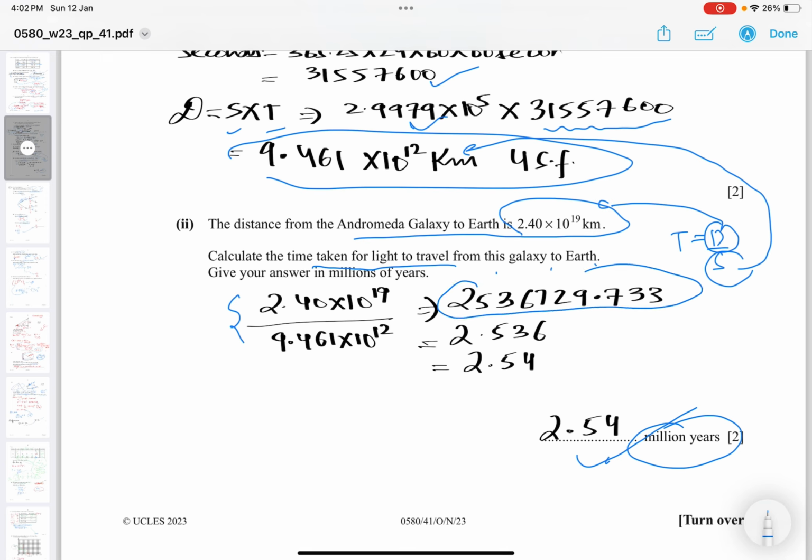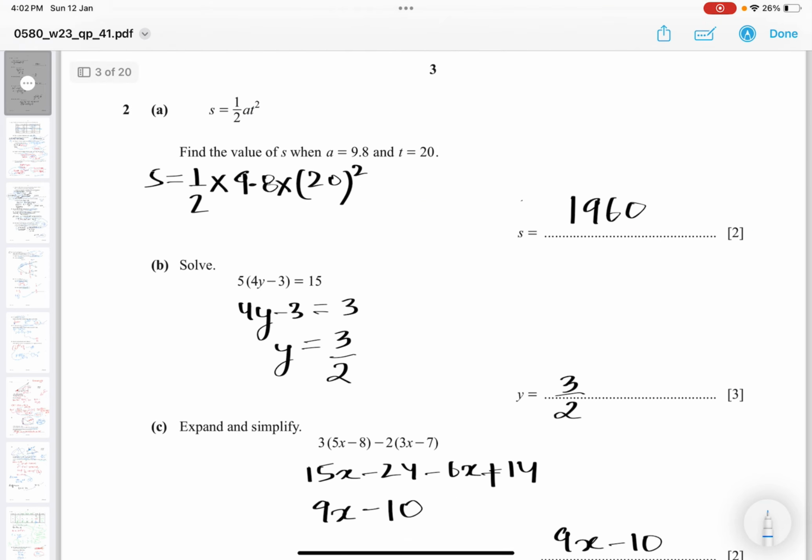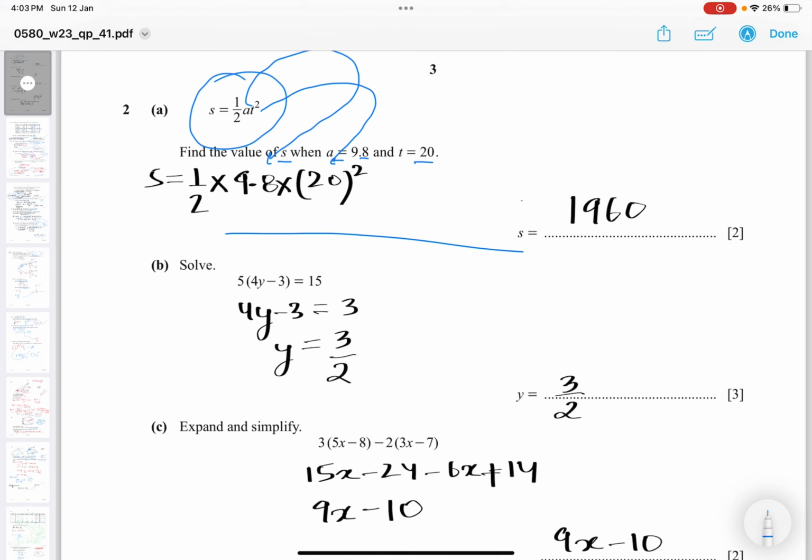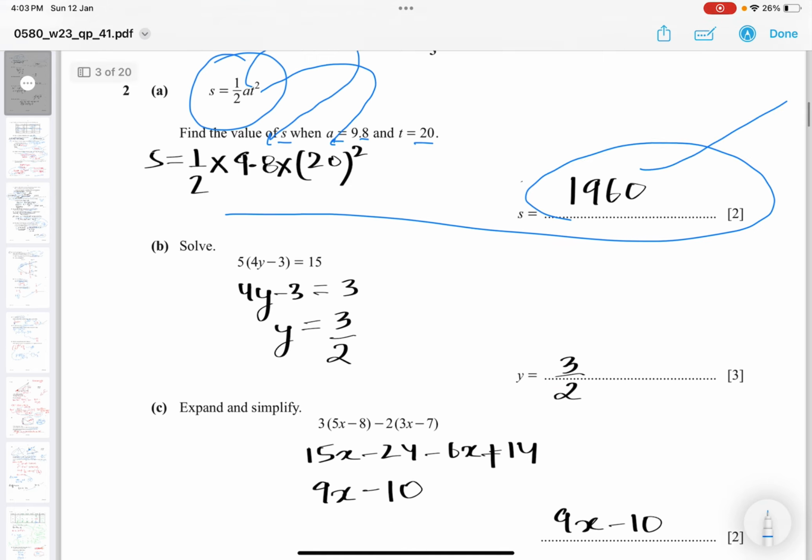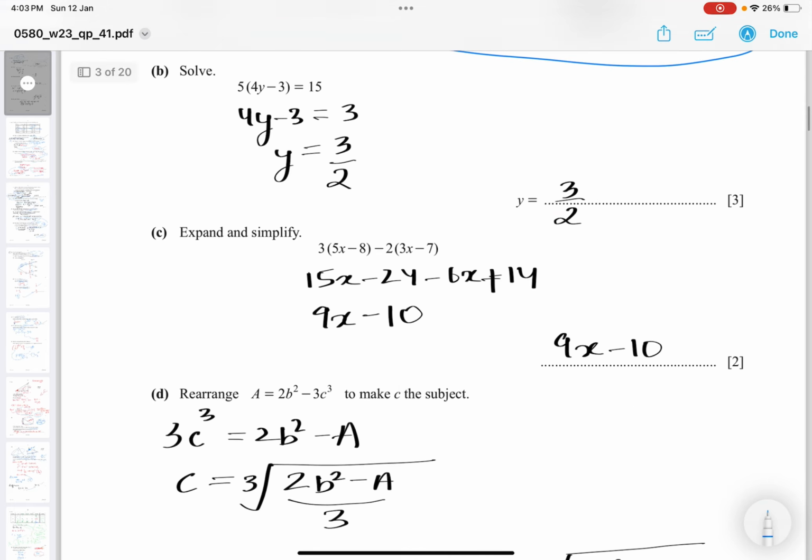Yes. 1, 2, 3, 4, 5, and 6. Okay, this question now. S equals half at squared. We have to find the value of S when A equals this and T equals this. Replace A by 9.8, replace T by 20 and just put it in your calculator and you will get the answer. Really simple question.